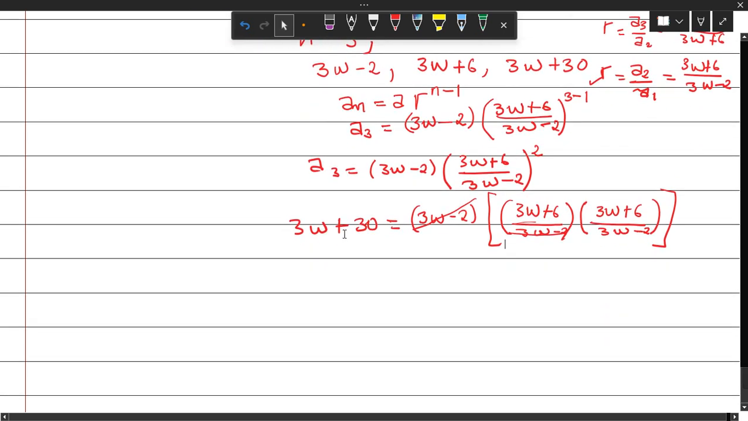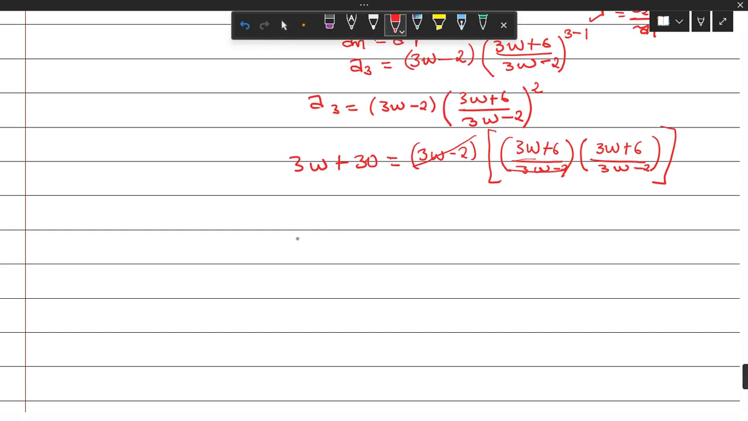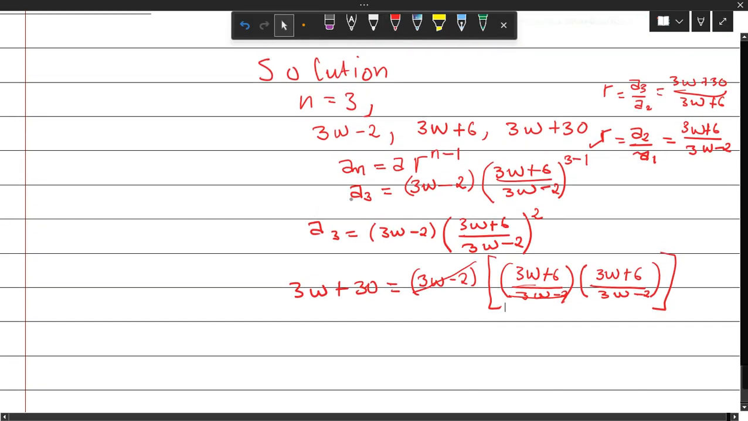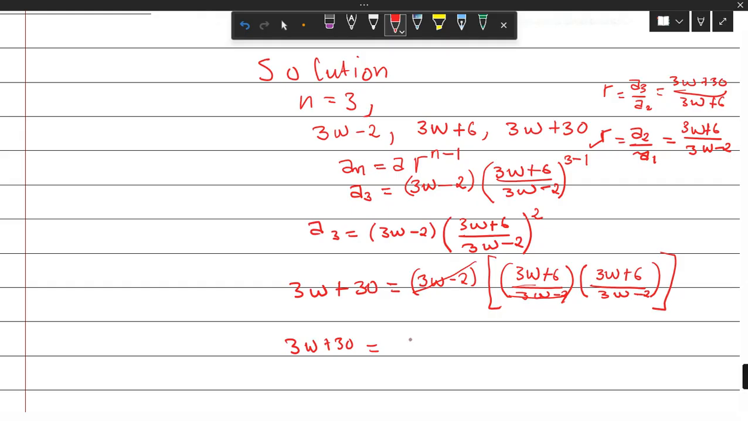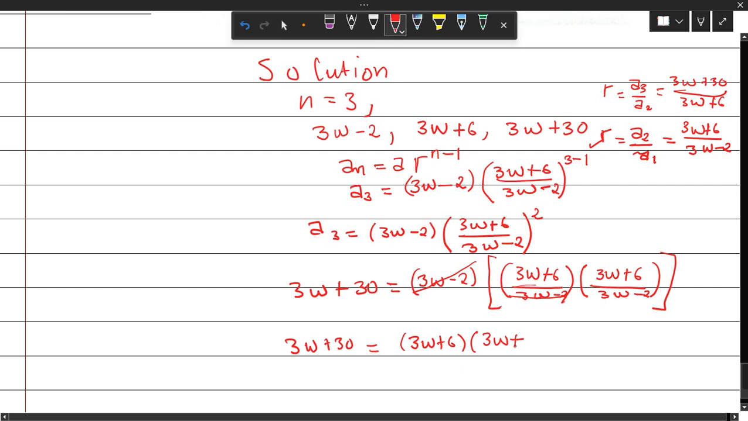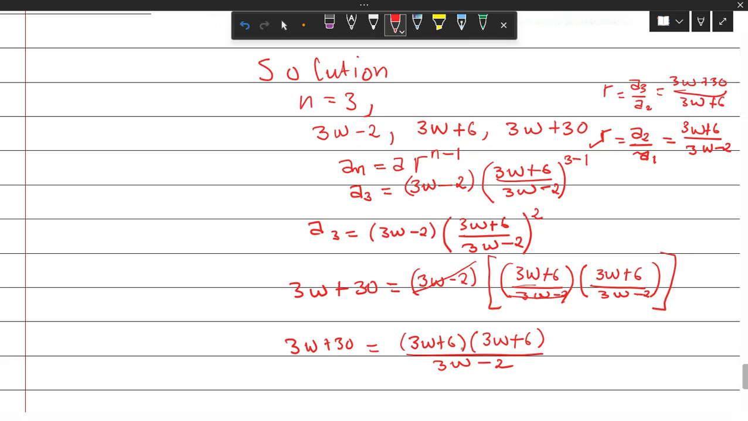Okay, so further simplify. So we have 3W plus 30 equal to, so now we have 3W plus 6 over 3W plus 6 again, everything divided by 3W minus 2, since one has cancelled with the first term.